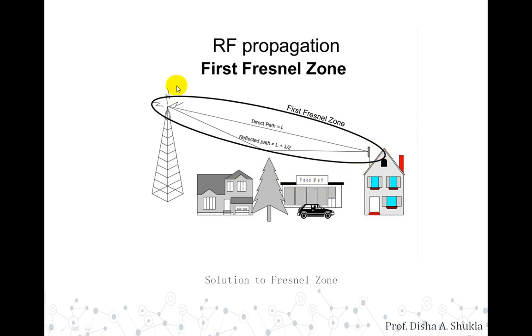So this is the concept of the Fresnel zone, and this is the solution for how we can handle it. We can place either the transmitter or the receiver at some height, so the zone does not have any kind of obstruction. Basically, the Fresnel zone does not need to have any kind of obstruction for a free path loss resistant transmission. If you have any kind of obstruction in this Fresnel zone, then it may be possible that the signal can be lost, or there can be multiple paths.